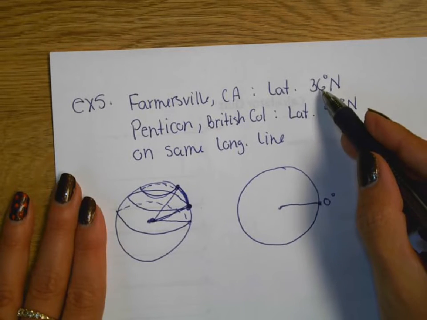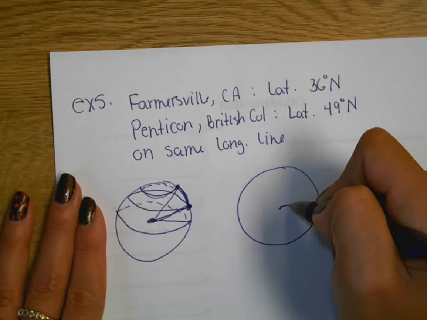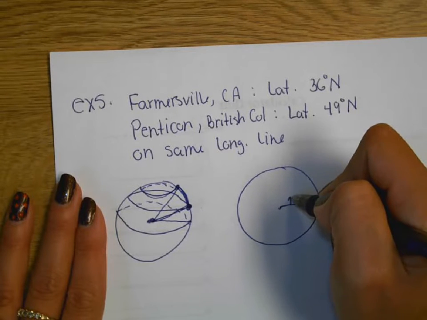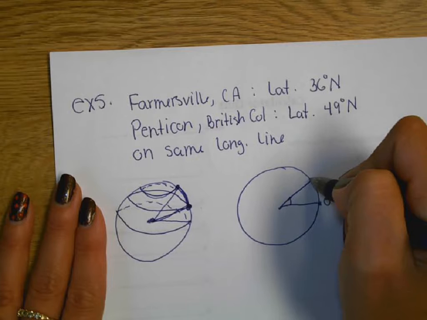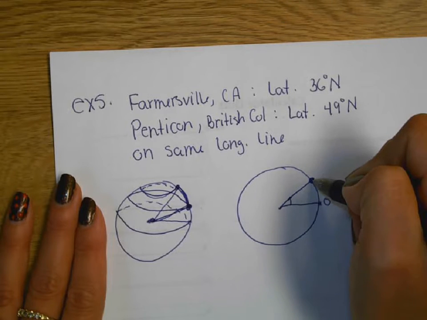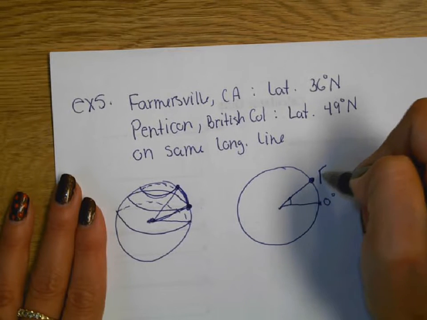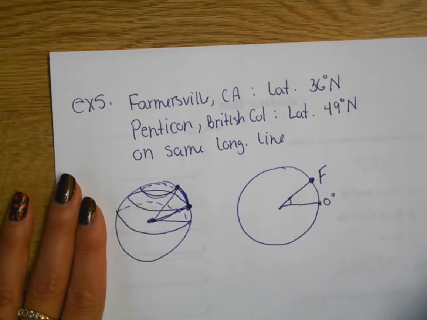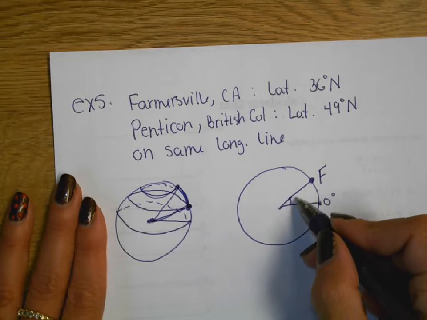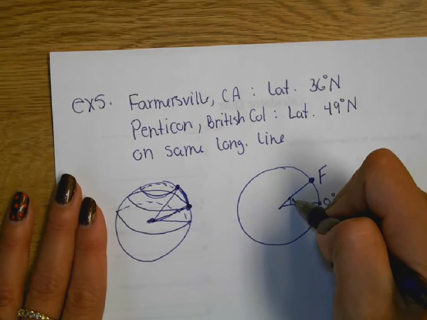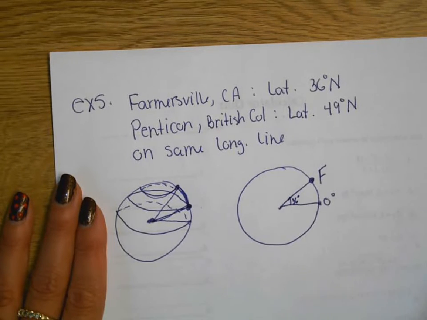So I want to line up 36 degrees. So I want to make a 36-degree angle. And that will represent, I'll go F for Farmersville, California. That 36 degrees came from the equator up.